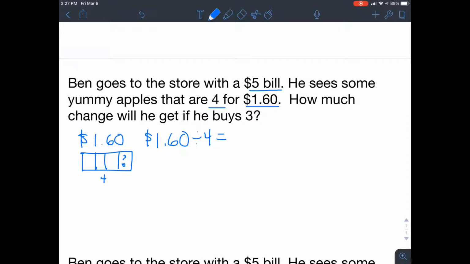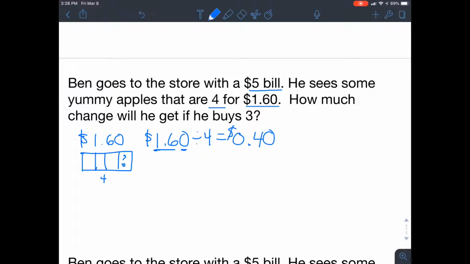Now I happen to know that 16 divided by 4 is 4. So if I'm dividing, 4 cannot go into 1, so that's going to be a 0. Now I look at the 16 together. Oh, that's going to be 4. It divides evenly, but I have this 0 left. And so I can put the 0 over here. So apples are 40 cents each. Oh, that helps me a lot.